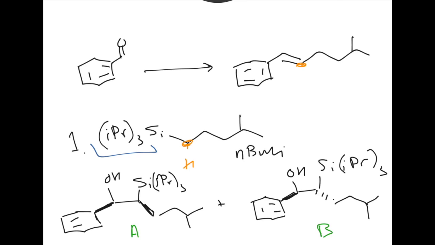So B, the two groups are already on opposite sides. So the way I have it drawn, I would treat this with base, something like KH. Because what that does is it makes the oxygen negative and has the oxygen add to the silicon. So if I have the oxygen bond to the silicon, when that falls apart, my two groups are on opposite sides to start with. They're going to stay on opposite sides when I make the double bond.